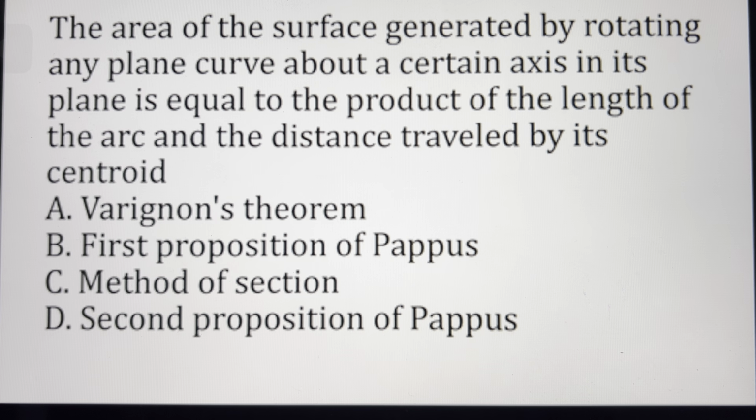The area of the surface generated by rotating any plane curve about a certain axis in its plane is equal to the product of the length of the arc and the distance traveled by its centroid. It is also called the first proposition of Pappus.